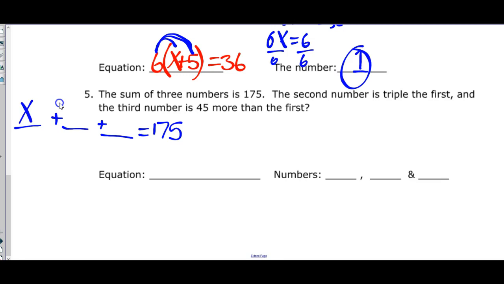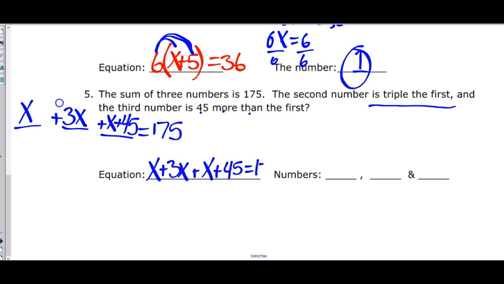The second number is what? Triple the first. That would be 3x. 3 times the first. 3 times x. The third is 45 more than the first. So x plus 45. There's my equation. x plus 3x plus x plus 45 equals 175.